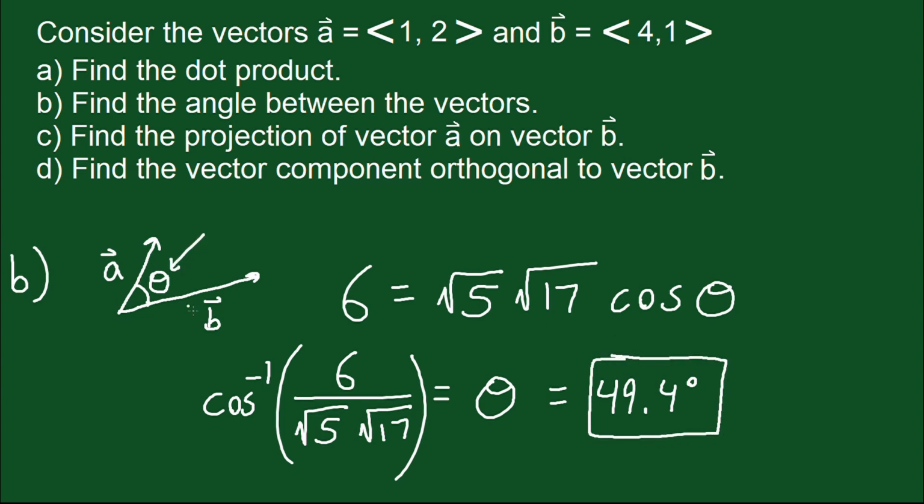It's the angle in between those two vectors. And again, you could go through this whole process using three-dimensional vectors as well, it would look exactly the same. Now, let's look at part C.